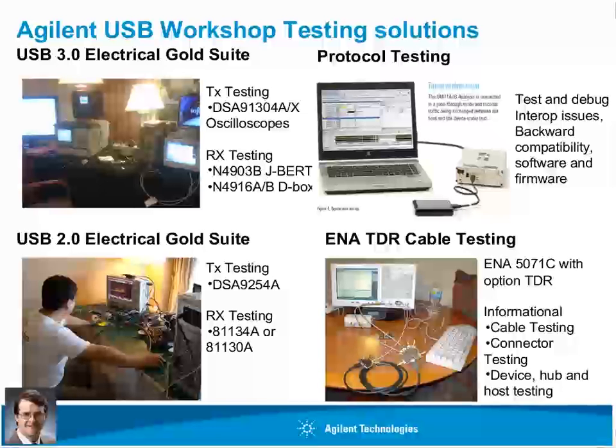And then also we provide informational cable testing. Cable testing is not capable, you can't do certification of cable testing at USB-IF workshops just due to insufficient time to run through all the testing that is needed. But we provide the ENA at workshops for debug of cables, connectors, and impedance of devices and hosts at workshops as mainly a debug tool.